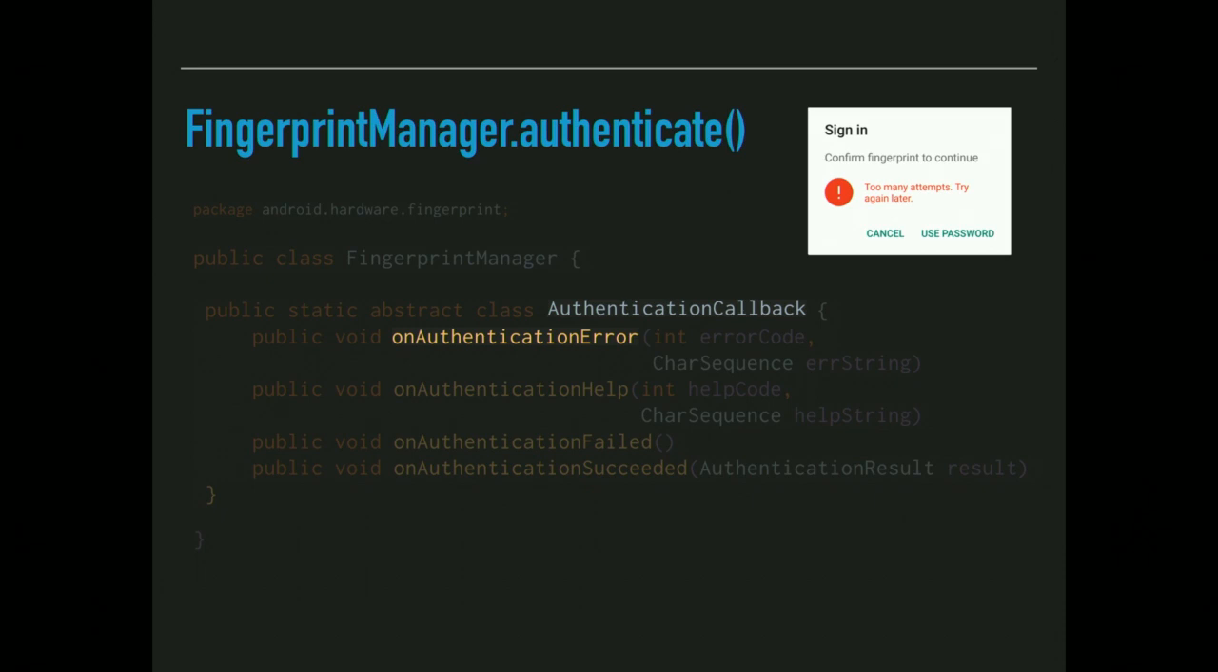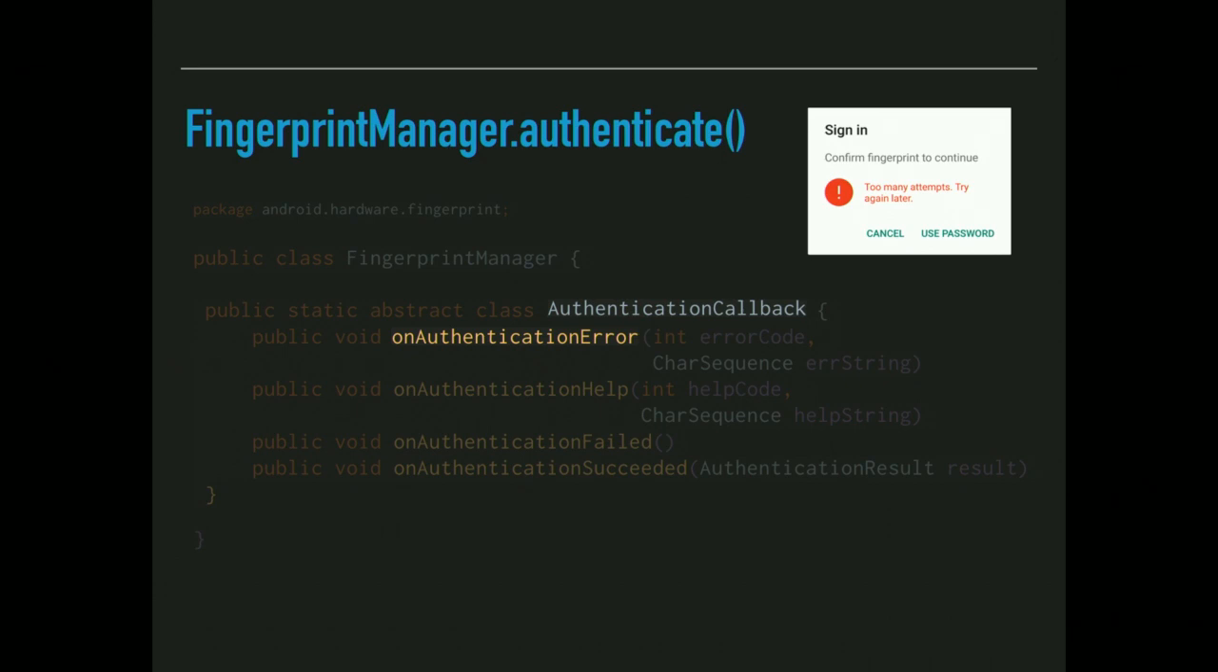If too many attempts, like it's recognizing the finger, but it's the wrong finger, just a finger that was never registered, it's eventually going to say too many attempts and it's going to turn off the fingerprint sensor. Or if they hit the cancel on your dialog, or you call cancel on that cancellation object, then you're going to get a callback here, onAuthenticationError. So this always means that the fingerprint sensor is no longer on, and if whatever flow you have needs to turn it back on, you're going to have to call authenticate again.